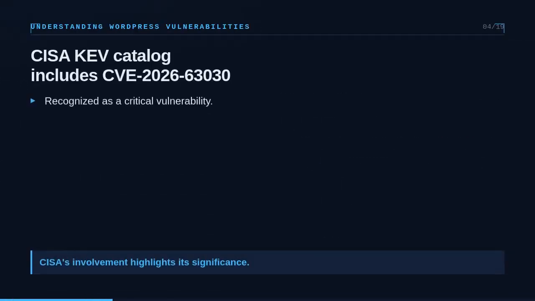CISA's KEV catalog includes CVE-2026-63030. It is recognized as a critical vulnerability. CISA's involvement highlights its significance.